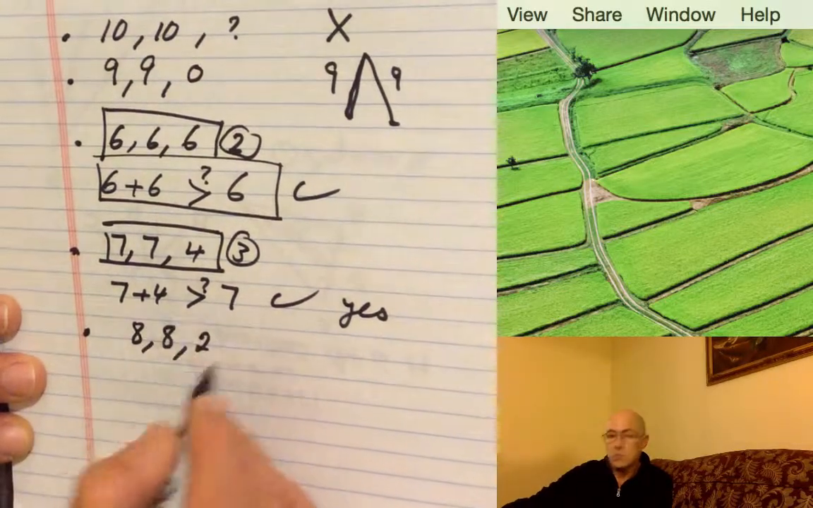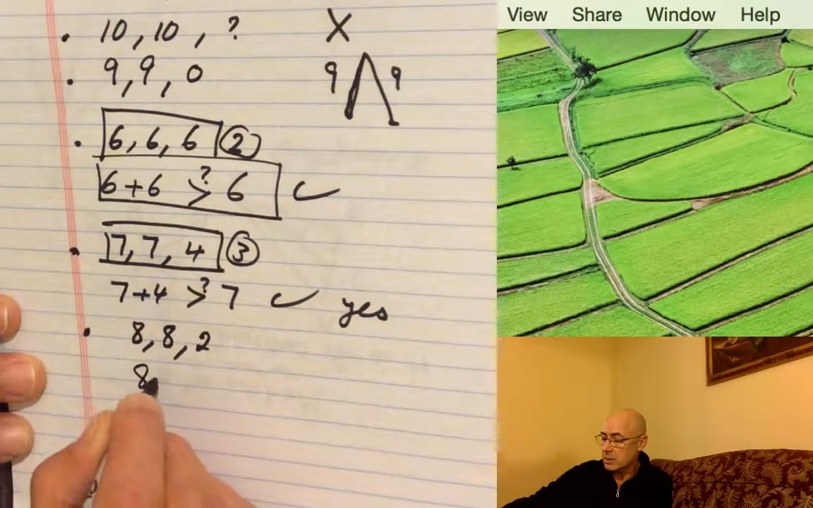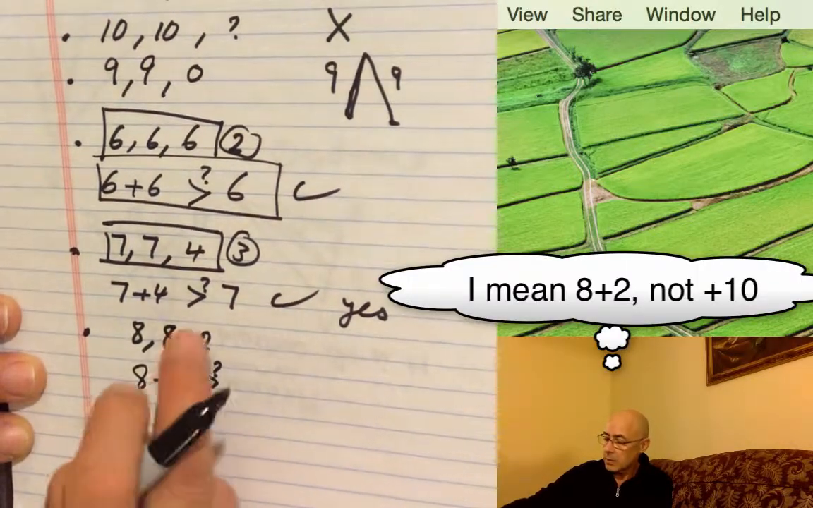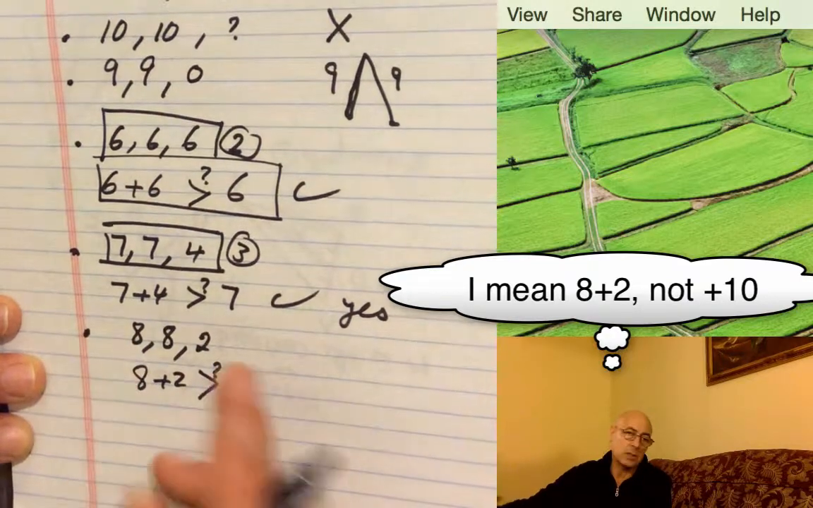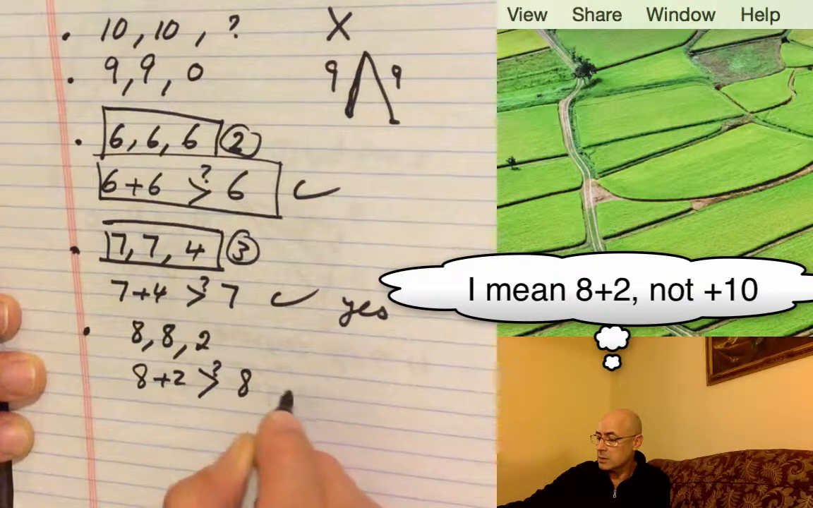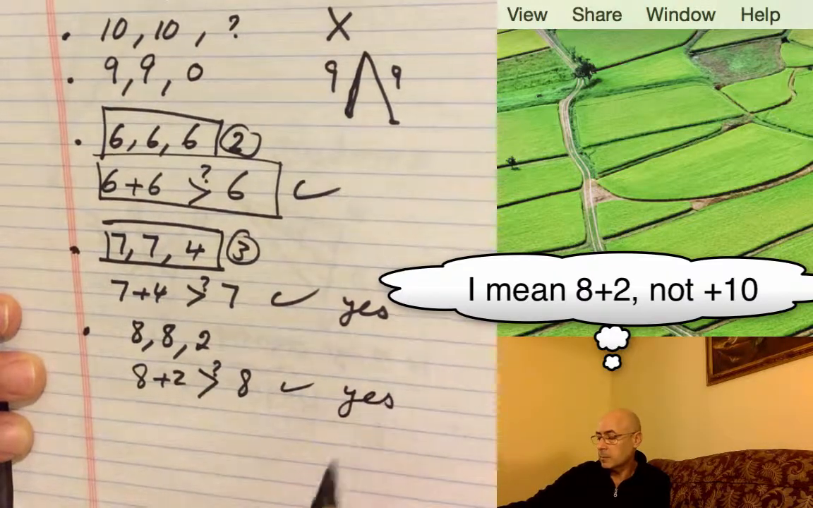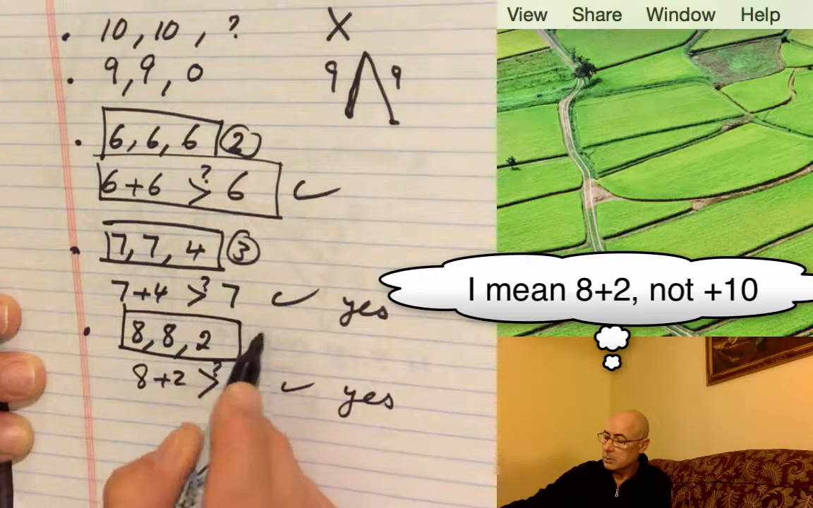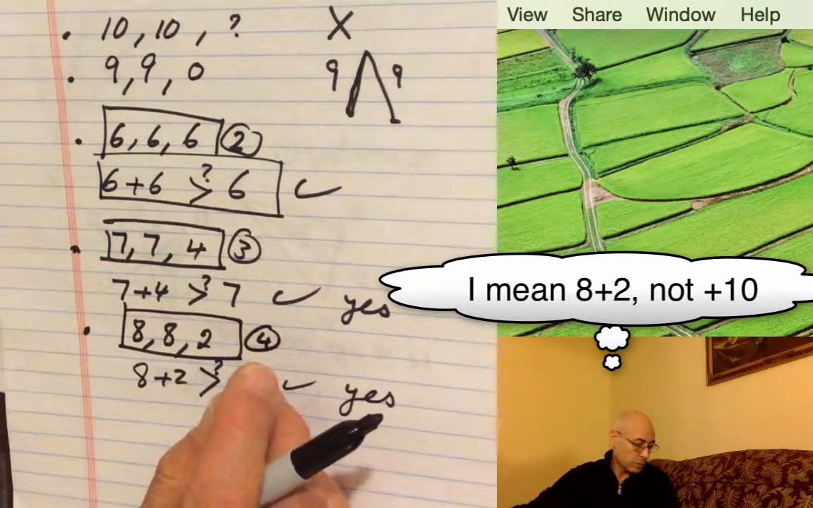I pick the smallest two sides. 8 plus 10. Is it greater than the other side? Yes, 8 plus 10, of course, is greater than 8 by itself. So yes. So that's solution number 4. And we are done with this problem.